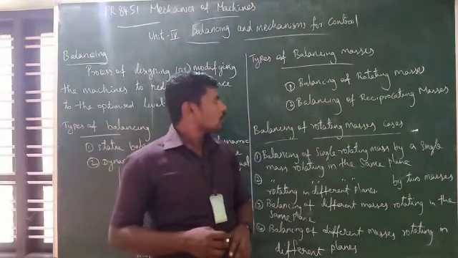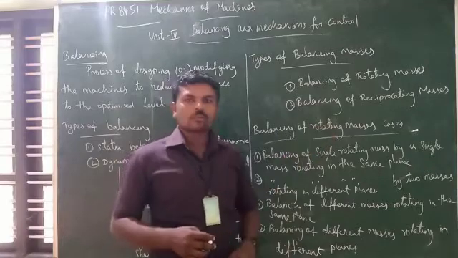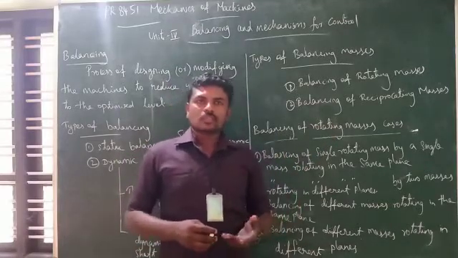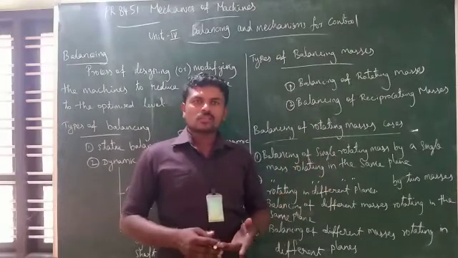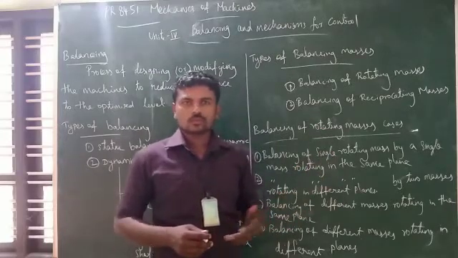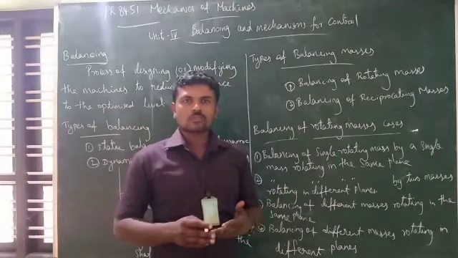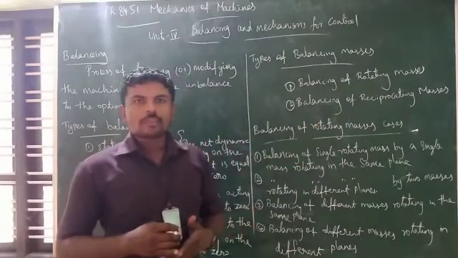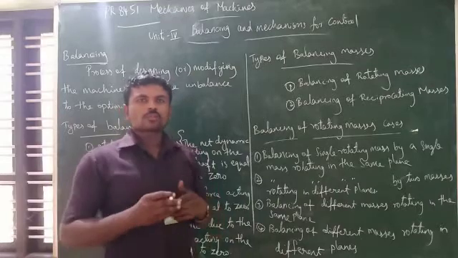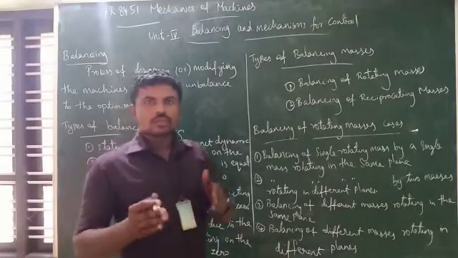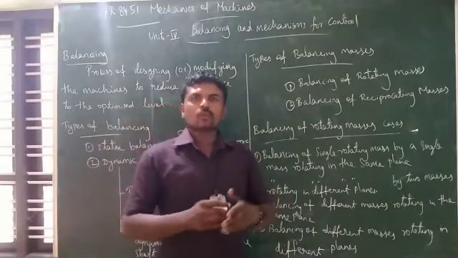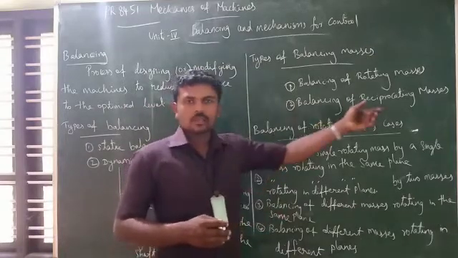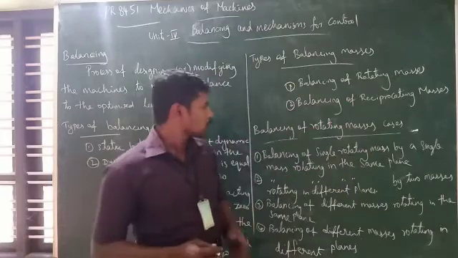Then, where are we using this balancing of reciprocating mass? In an engine, IC engine, radial engine, whatever engine we are using for the power transmission. For this application, the reciprocating motion will take place here. So we need to balance those reciprocating masses. That kind of balancing is called balancing of reciprocating masses, right?